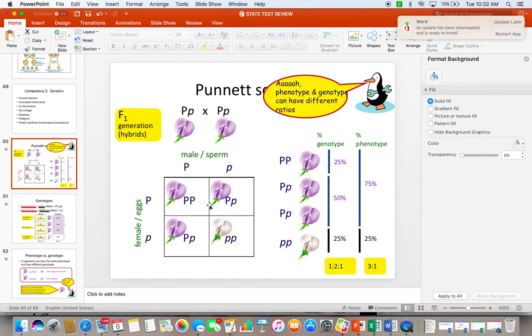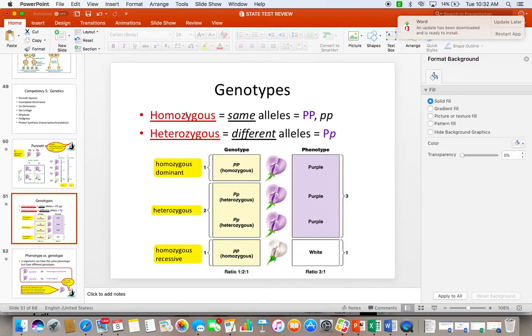In this case, we have complete dominance, so purple flowers would be big P, and purple flowers can also be big P, little p. The only way we can get white flowers is to have little p. Genotype is this right here, what kind of gene you have. Phenotype is physical appearance, what it looks like. Okay, so your genotypes can be homo or hetero. If they're homo, they're the same. So big P, big P. If they're hetero, they're different. That means big P, little p. Okay.